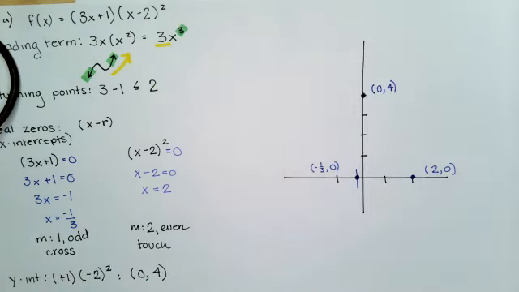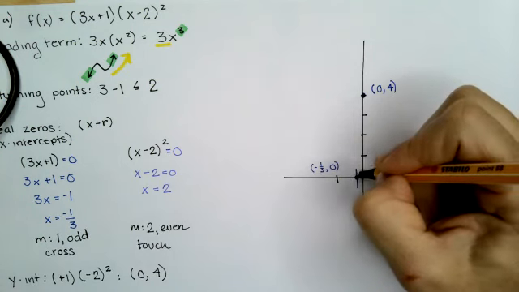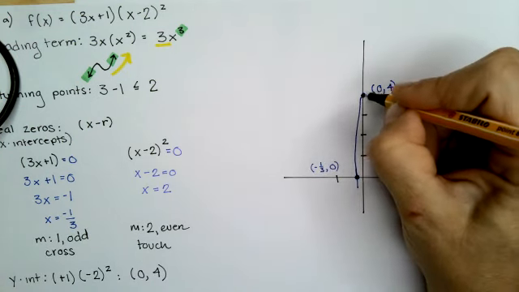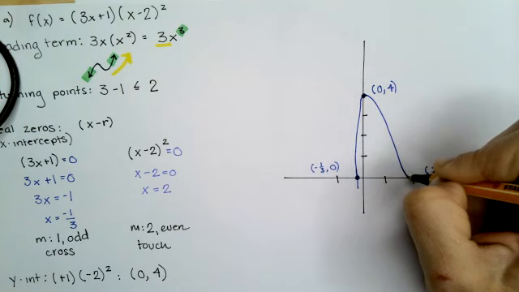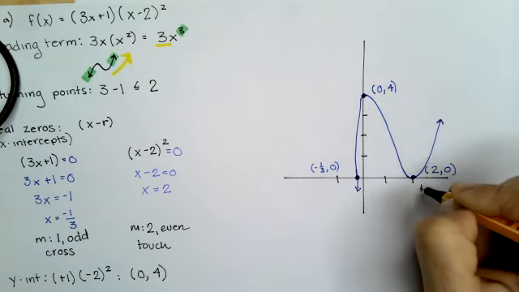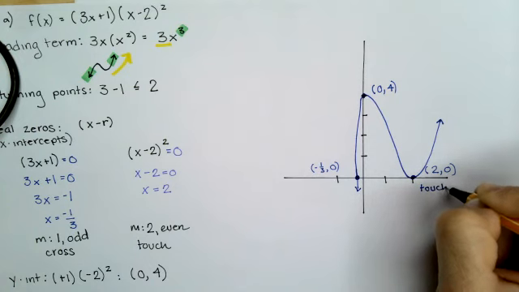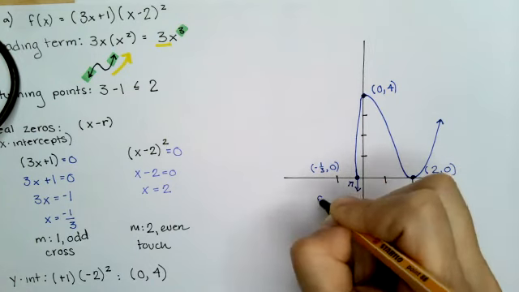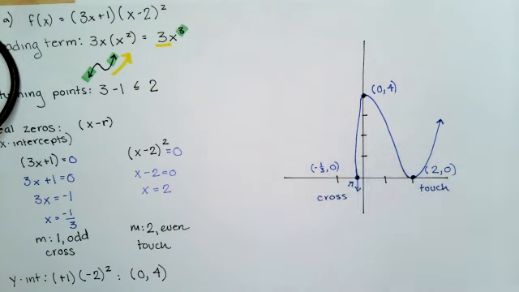It's going to cross, right? So we can say, here it was just touching. Here it was crossing. Okay.